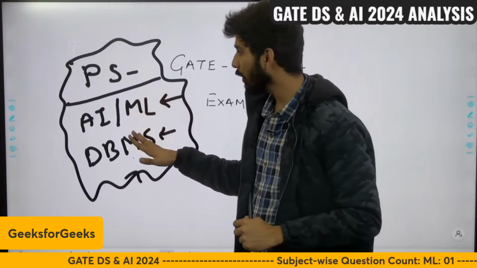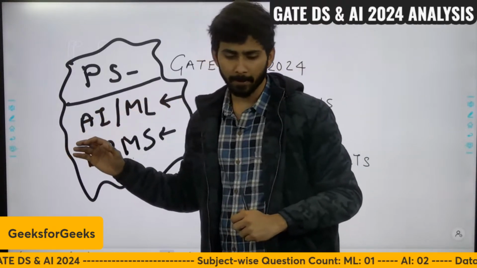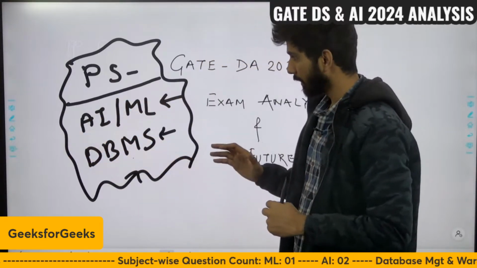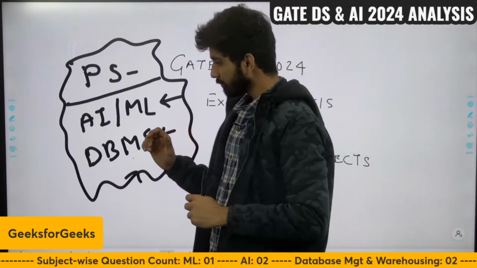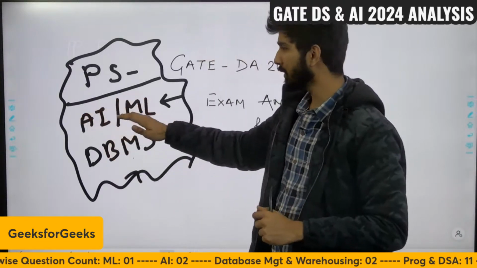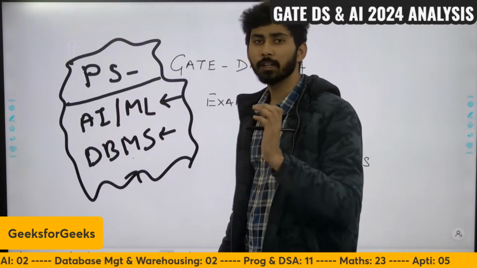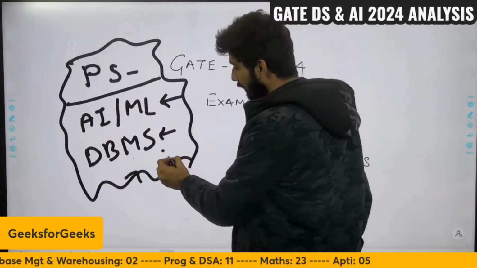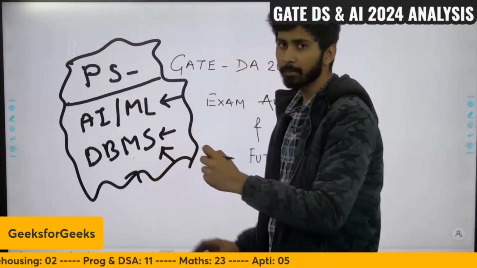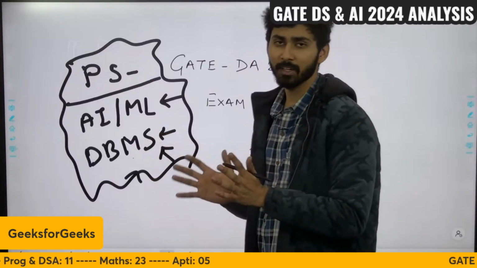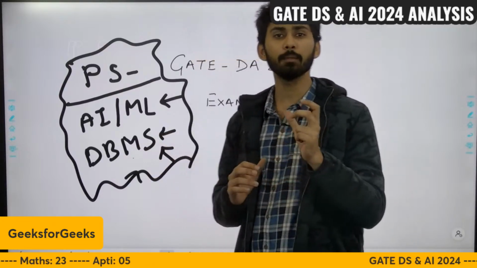So if you are going to apply next time, and if you are going to go into this GATE examination, have a good practice on these subjects AI and ML, and the other core subjects of computer science, that is DBMS. So DBMS was basically easier this time. So the core subjects, I think they might be easier.